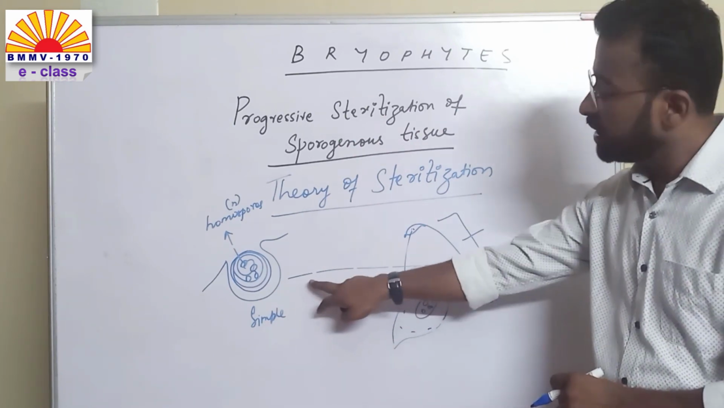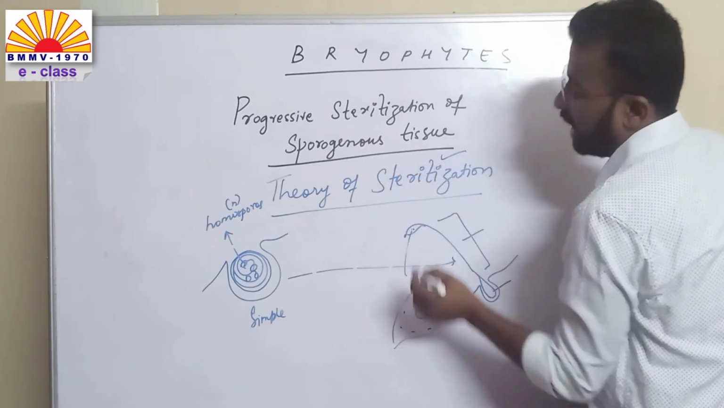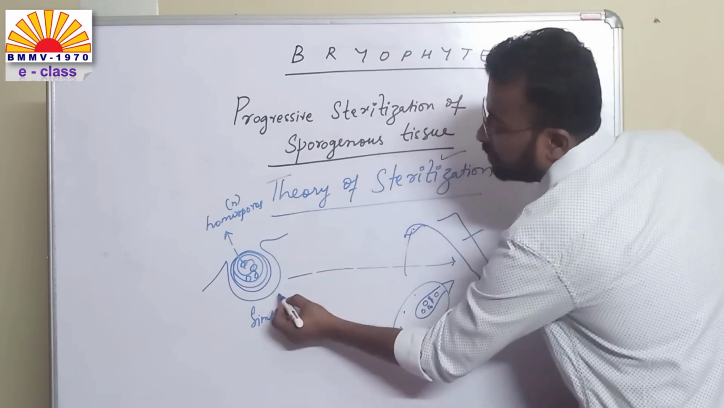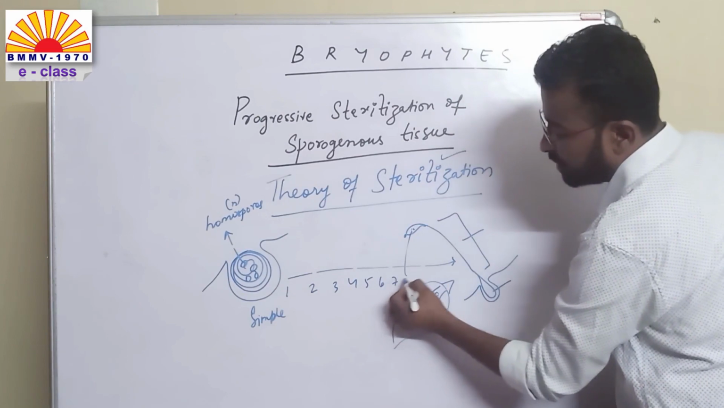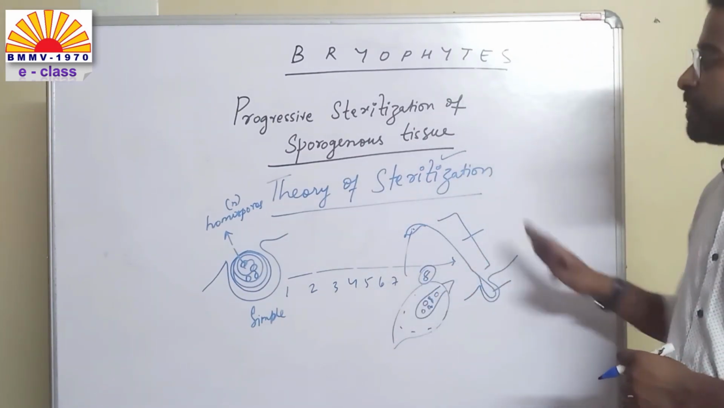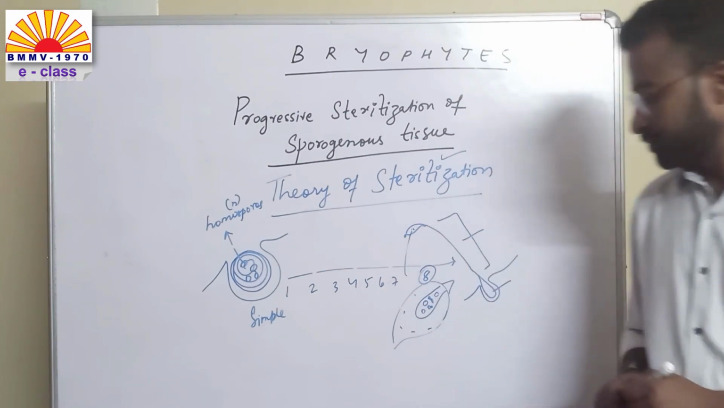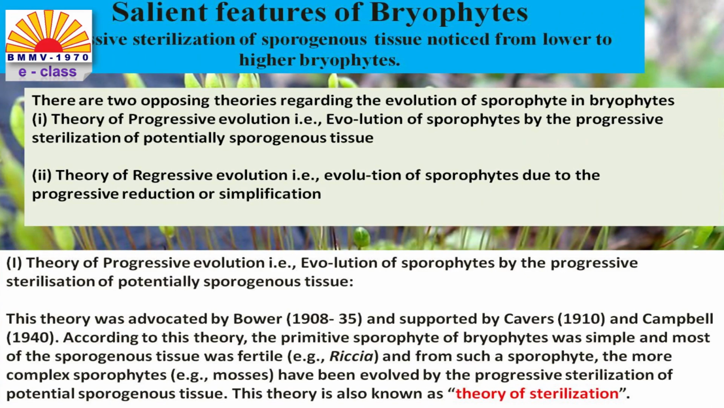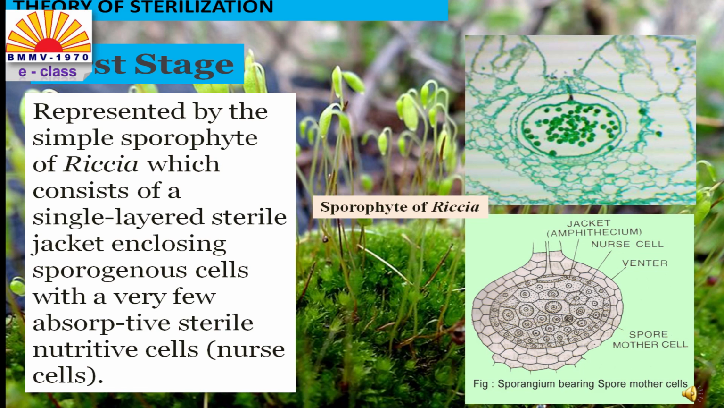There are other intermediate sporophyte types in between, and this theory explains this particular progress in 8 steps. 1, 2, 3, 4, 5, 6, 7, and ultimately 8 steps are there to explain this theory, and I have prepared a slide for that, and we will see what is there. Now let us try and understand this theory, which is also known as theory of sterilization. There are 8 stages that should explain the theory of sterilization.